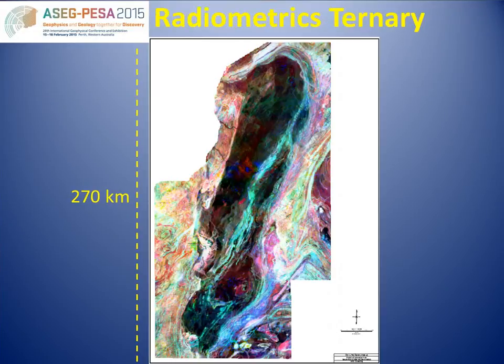The radiometrics ternary is an absolute mind-bender as far as I'm concerned. This is a geological map in itself. Clearly there's no cover here, so we're not into the zone where we're talking about undercover yet. And essentially that is a geological map. You just have to assign names to these units.